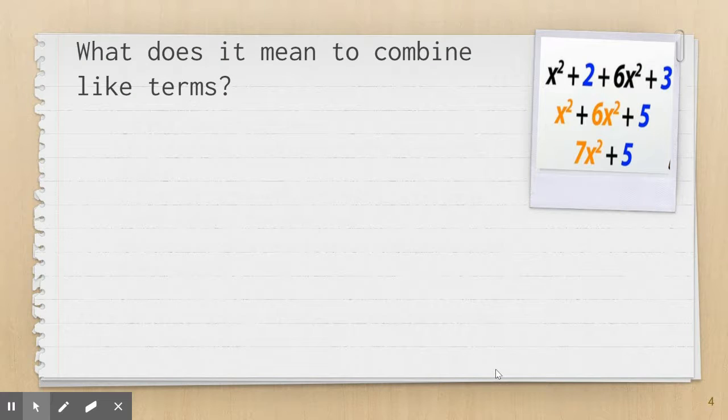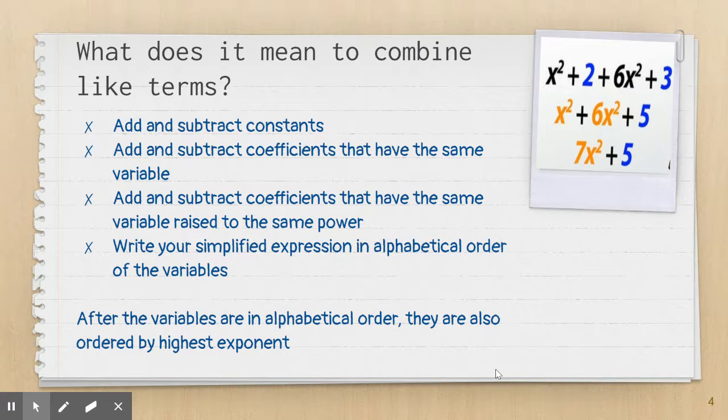So what does it mean to combine like terms? It means we add and subtract a lot of things. We add and subtract our constants. We add and subtract the coefficients that have the same variable. We add and subtract coefficients that have the same variable raised to the same power.